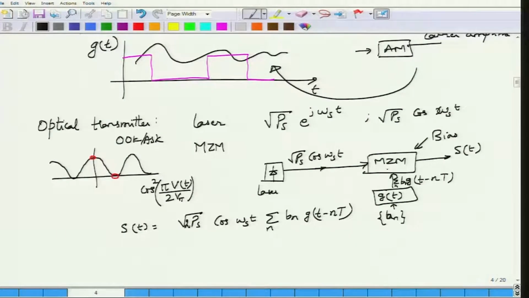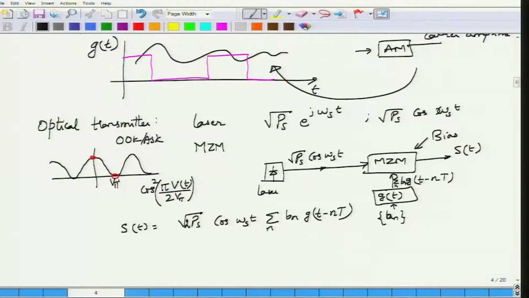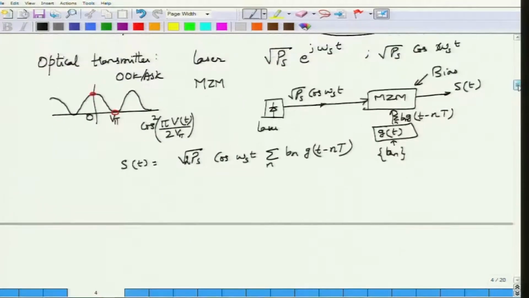Where should I bias the Mach Zehnder modulator? I need to get full transmission and I need to get zero transmission. To get zero transmission, I have to operate at V pi, because then v of t equals V pi, which cancels from numerator and denominator, and I get cos square of pi by 2, which is equal to 0. If I operate at 0, I get full transmission. So, I can bias this Mach Zehnder modulator.